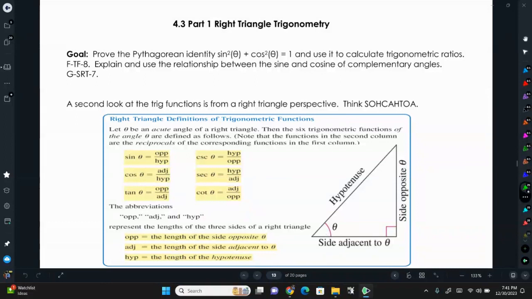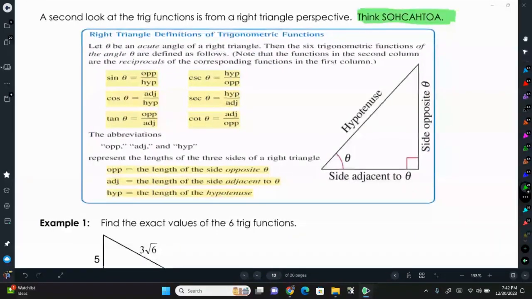Remember, for the right triangle we would use SOHCAHTOA to give us an idea of what trig functions go with which sides. And remember, the word opposite, when we talk about the opposite side, that's the side that doesn't touch the angle we are talking about. The hypotenuse is the side that doesn't touch the right angle, and then the remaining side is the adjacent side to the angle that we're talking about.